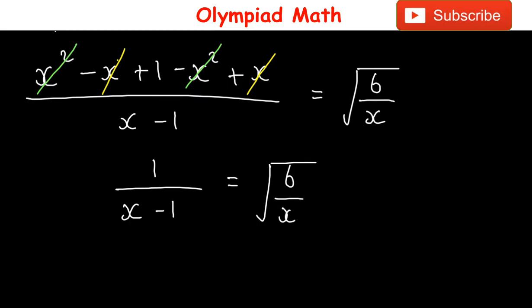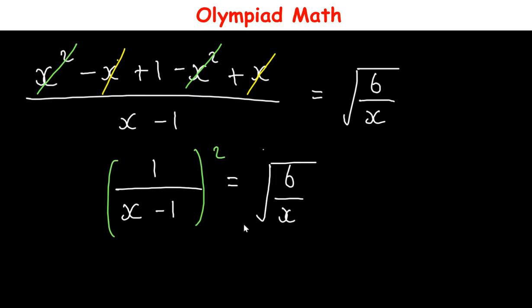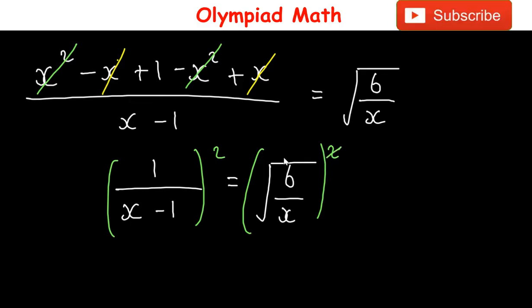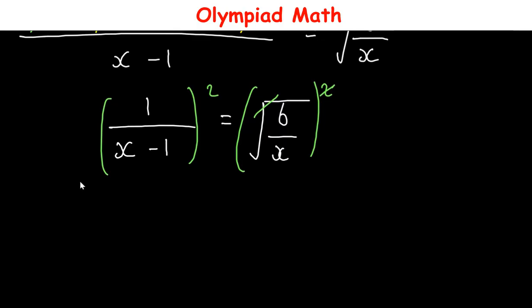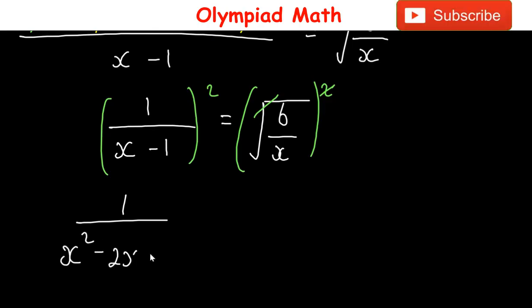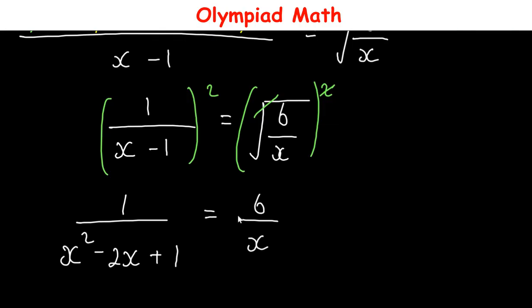Next, we are going to square both sides of the equation, all raised to power 2. So the square will cancel the square root. Right here we have 1 squared is equal to 1 over, so (x - 1) all squared is equal to x^2 - 2x + 1, and this equals 6 over x. Next, we are going to cross multiply. So x will multiply 1 and 6 will multiply this.